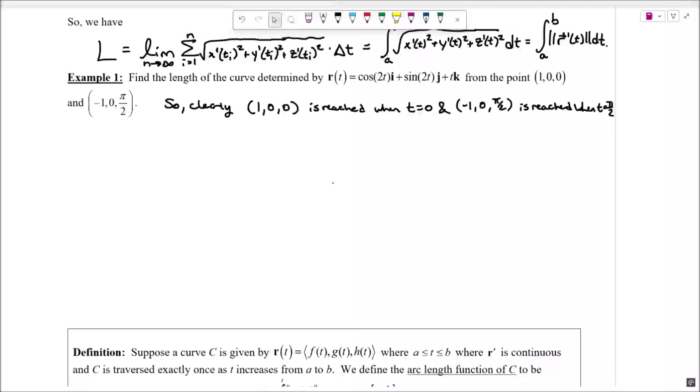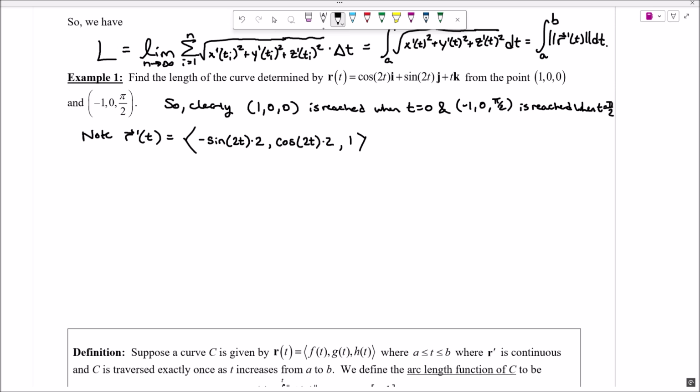All right, so let's go ahead and calculate what my r prime is. So I'll say r prime of t. Let's try to write this out here. Well, I'm going to need to take the derivative, remember, of each of my component functions. So this should get me negative sine of 2t, but then times 2 from a chain rule. Similarly, a cosine of 2t, then times 2 from a chain rule. And the final component would just be a 1.